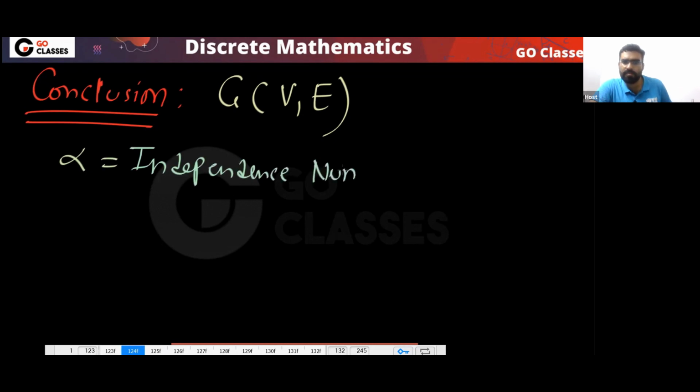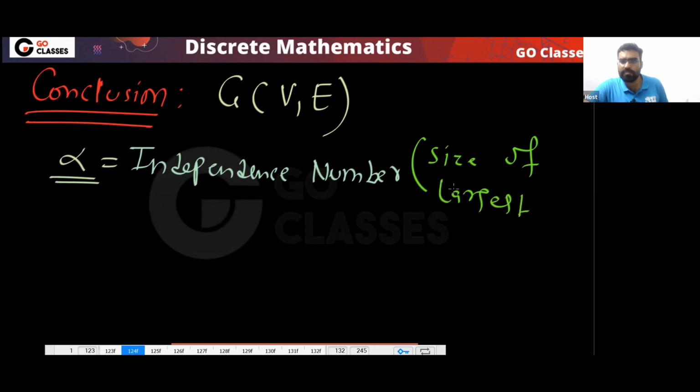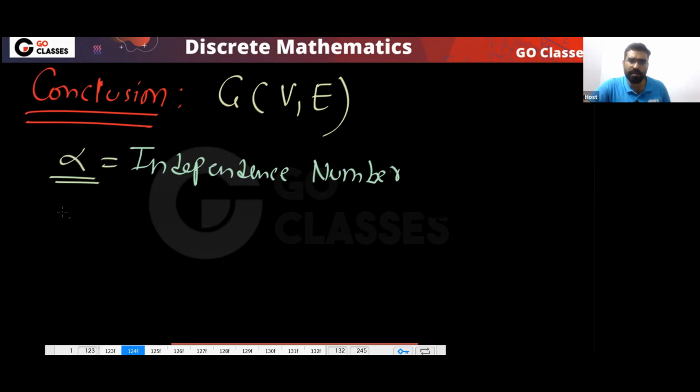Independence number. This is the size of the largest independent set. So this alpha is basically the size of the largest independent set, which you already know. Many times I have told you. So this is your independence number.